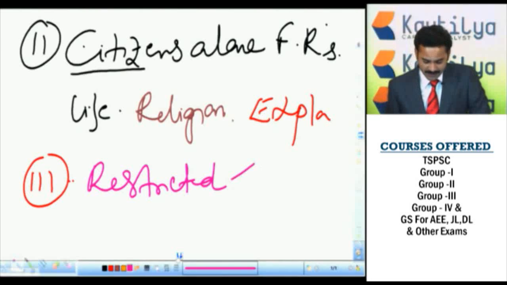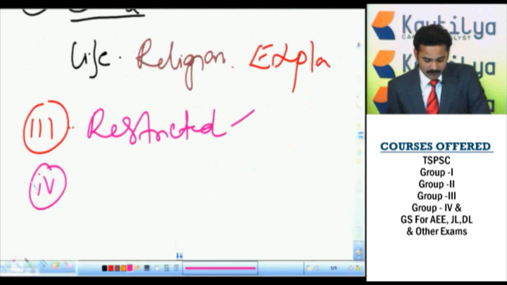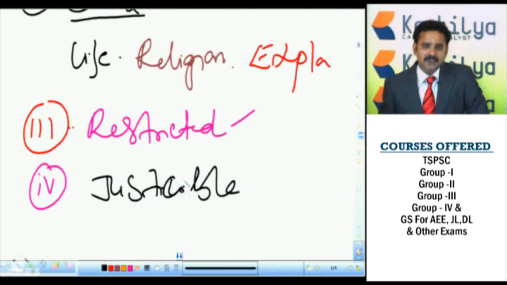And the fourth feature is they are justiciable, which means during the violation of the fundamental rights, a person can move to the court for the enforcement of his rights. So these are the few features of the fundamental rights.